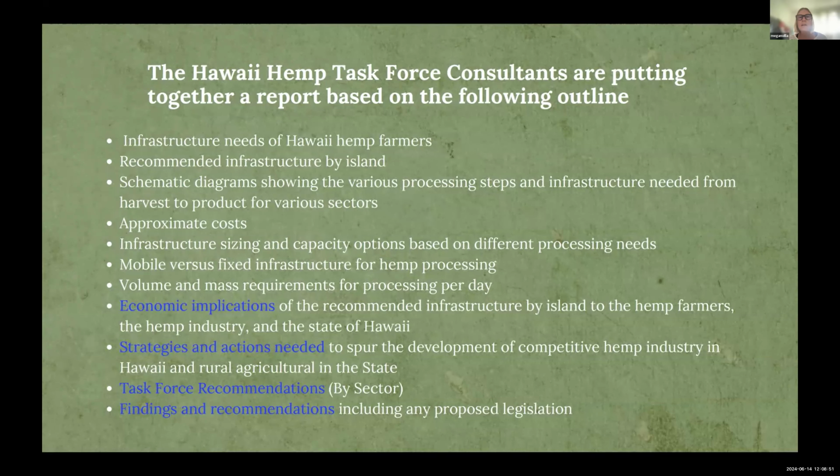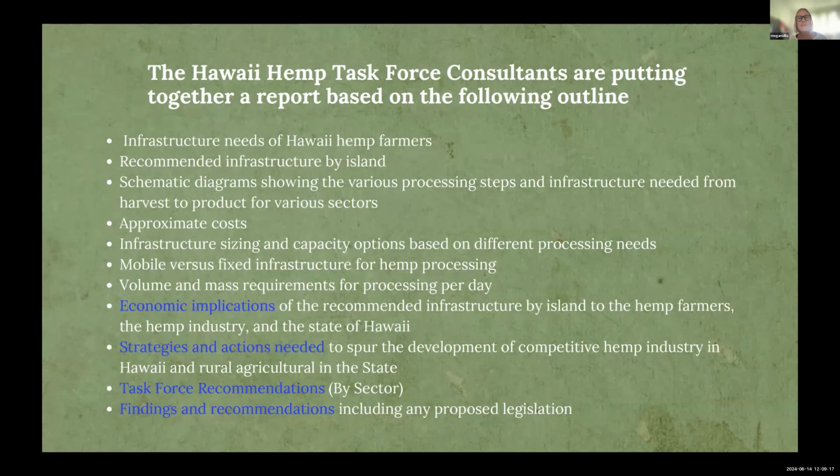So the economic implications of the recommended infrastructure by island, strategies and actions needed to spur the development of a competitive hemp industry, task force recommendations by sector. This is where I've been talking to most of you, and I'm compiling all of that information. I'm looking for themes that multiple people are saying. So that will all be in this section.